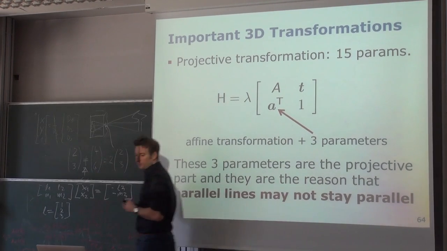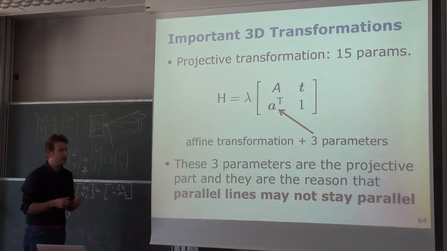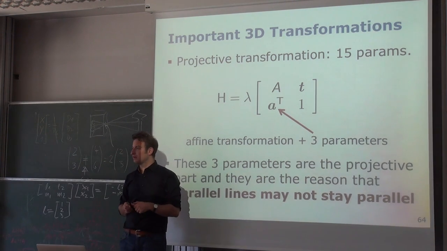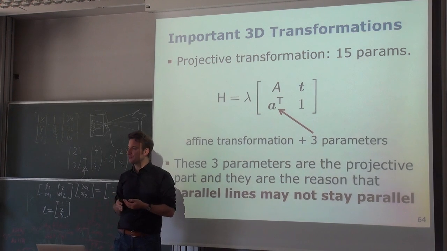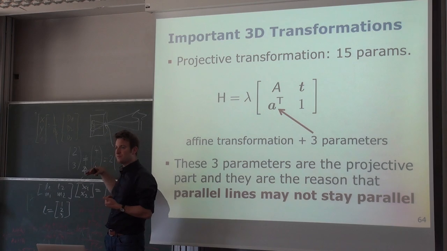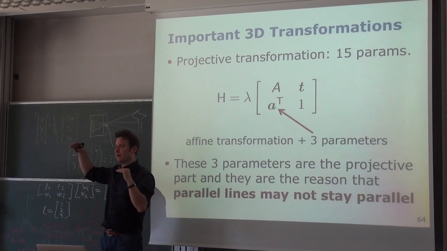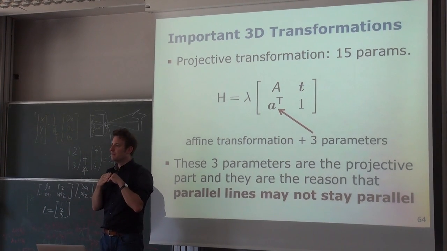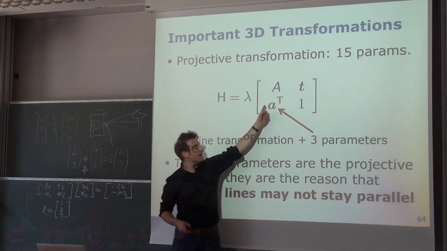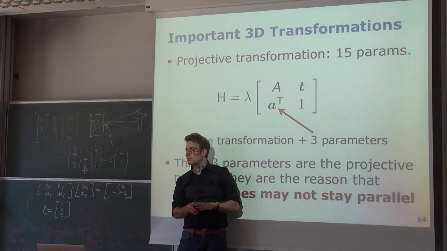And these 3 parameters are the part of the projective transform which is the reason that parallel lines may not stay parallel. This is what happens in the projection. This is what we have seen in the image I showed in the beginning of the house, where you have your parallel lines and they're not parallel anymore. Because through the projection of the pinhole model, we have elements in here which are non-zero.